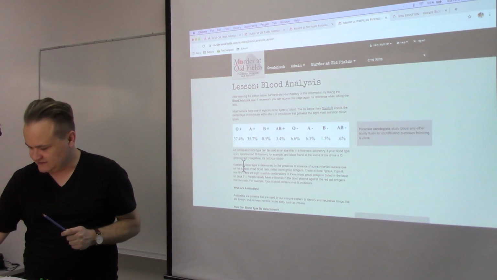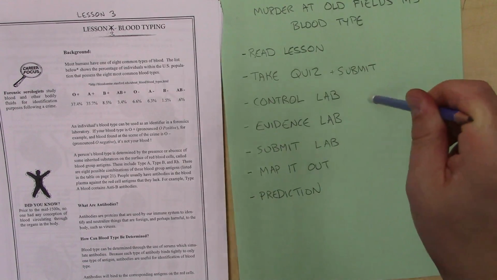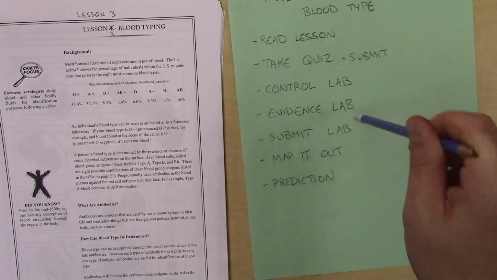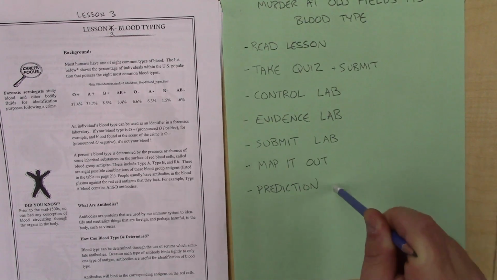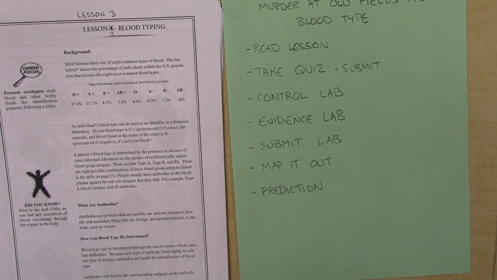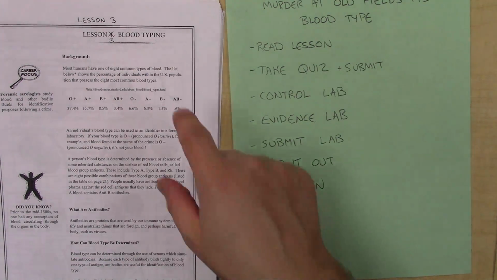So let's look down here. Read the lesson, take the quiz and submit, do the control lab, the evidence lab, submit the labs, map out all the blood you found on the crime scene map, and then make a prediction, and you are done. This is lesson M3, blood typing for murder at Old Fields.